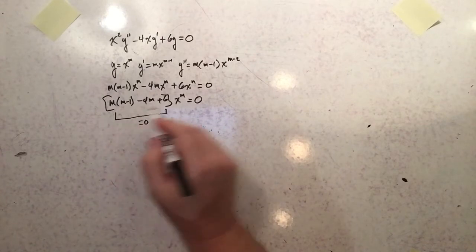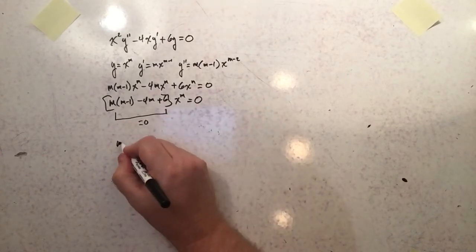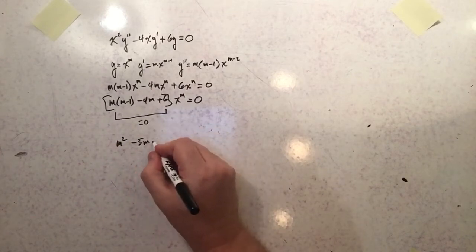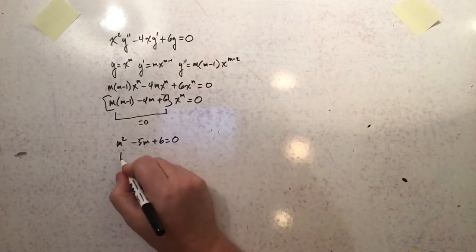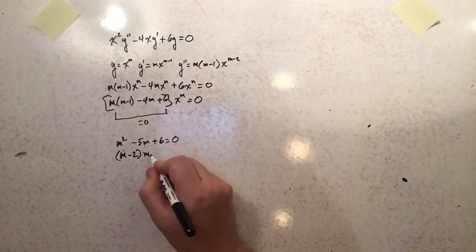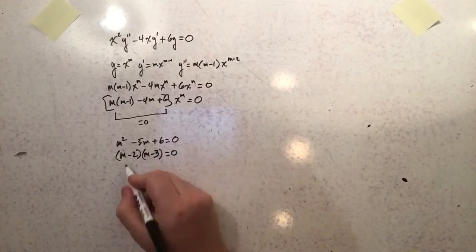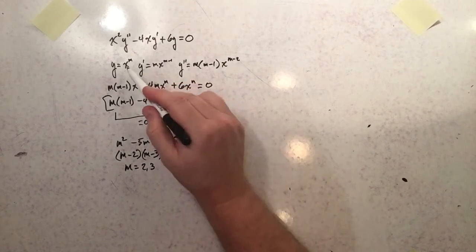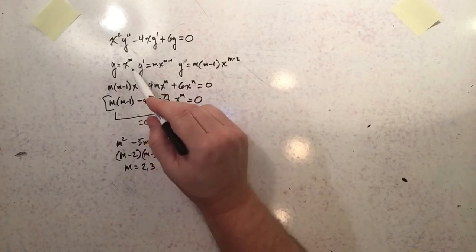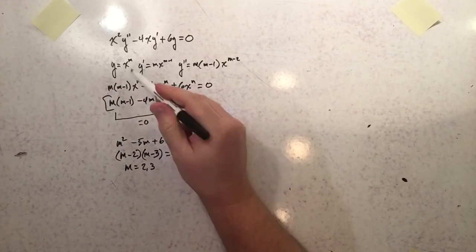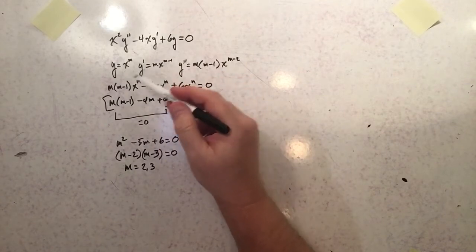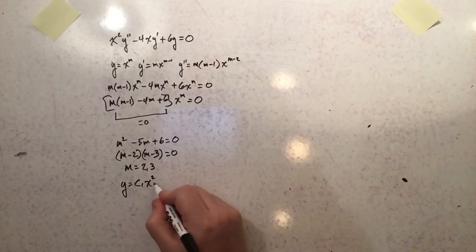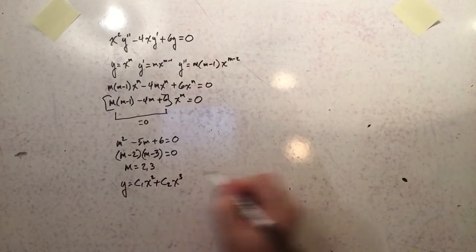So I can multiply it out, turn it into hopefully a factorable quadratic. I got m squared minus m minus 4m, so that's minus 5m plus 6 equals 0. This factors easily into m minus 2 times m minus 3 equals 0, which gives me roots of m equals 2 or 3. We can then take those and apply them to our original solution guess, which will give me two linearly independent solutions, each of which has an arbitrary coefficient, which I would resolve with boundary conditions, but the solution would be y equals c1x squared plus c2x cubed.